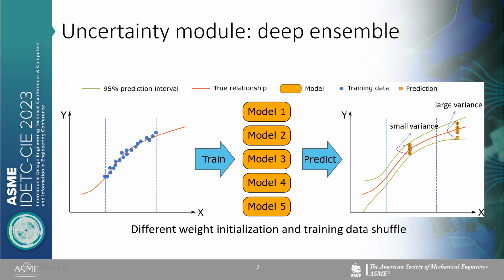Deep ensemble trains multiple models using the same dataset. If the predictions of the models are close to each other with a small variance, it means that models are certain about such a prediction. If the predictions are far away from each other, it indicates that the models are uncertain about making such a prediction.